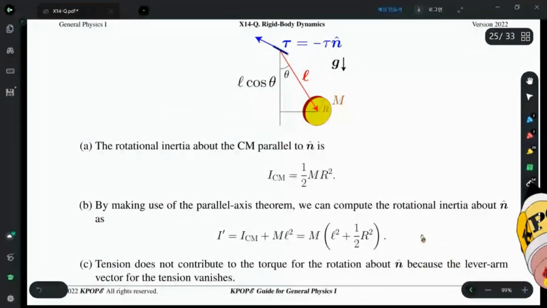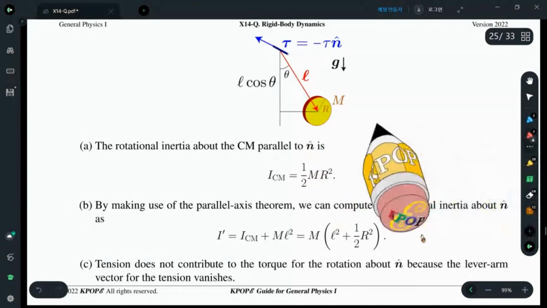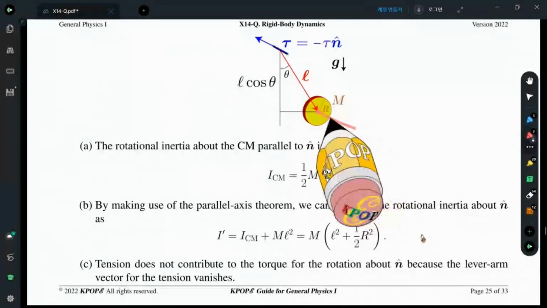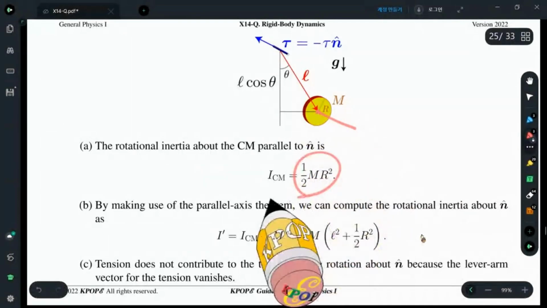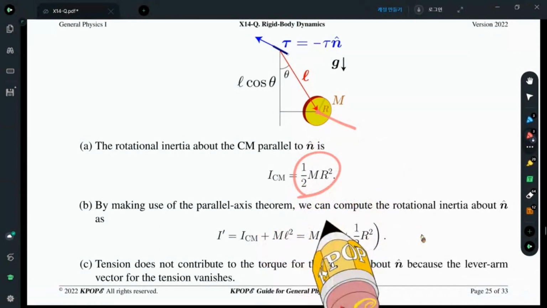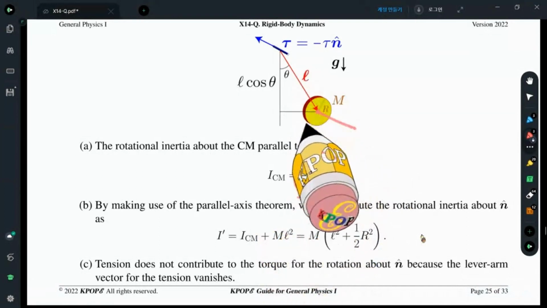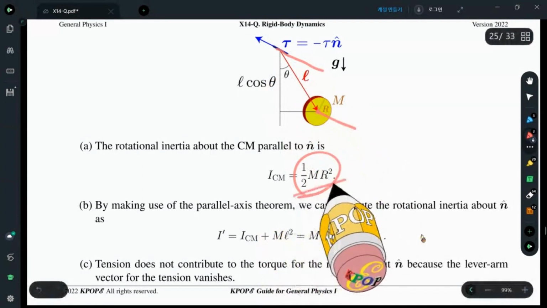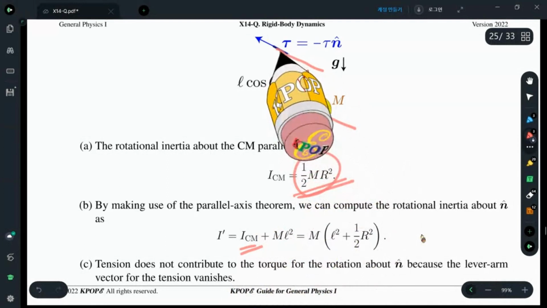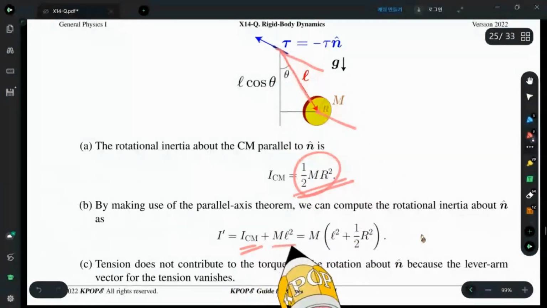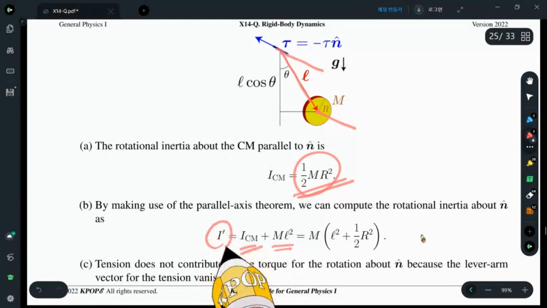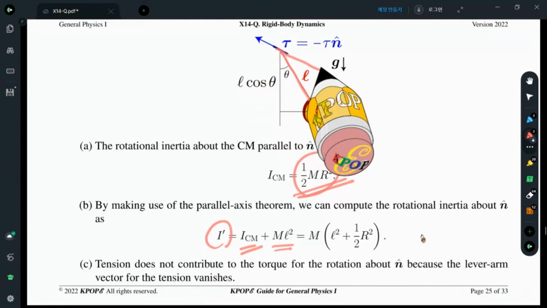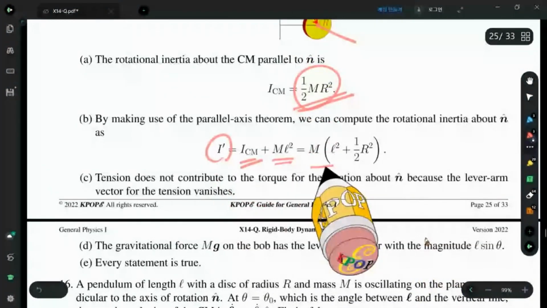So first, the center of mass is in here. For the disk about this axis that is parallel to this, the rotational inertia is 1/2 mr². Memorize this. And if I want to compute the rotational inertia about the parallel axis, then what we have to do is add this one to m times the perpendicular distance squared, ml squared. So the resultant rotational inertia about this axis of rotation is this.